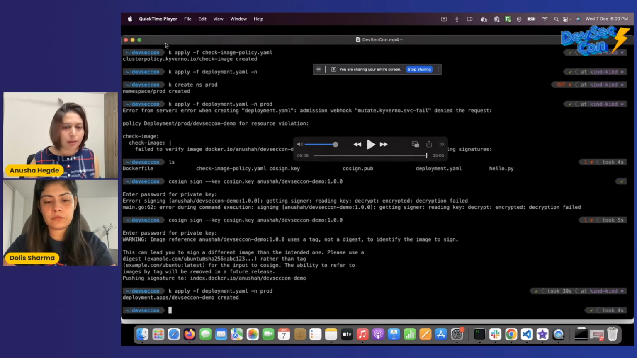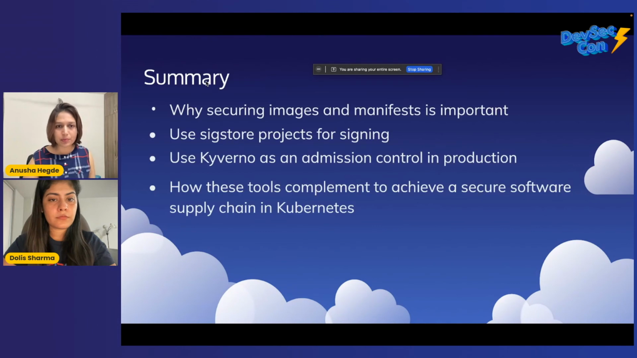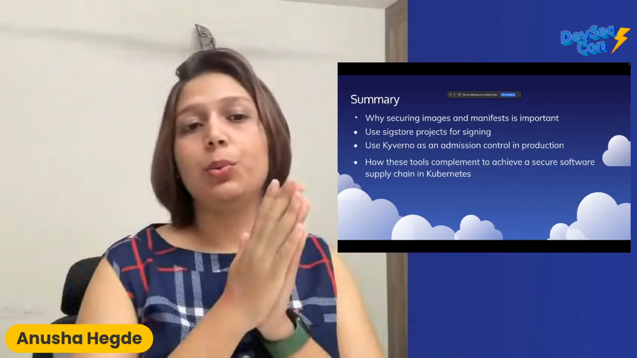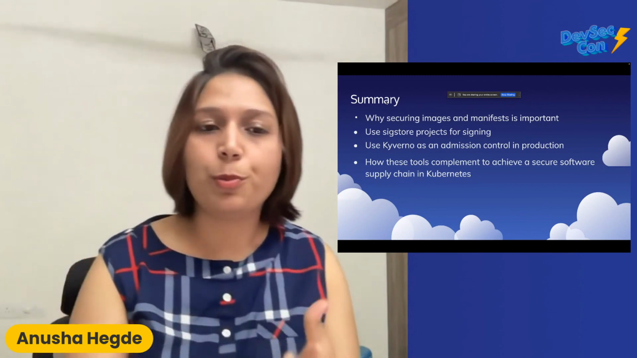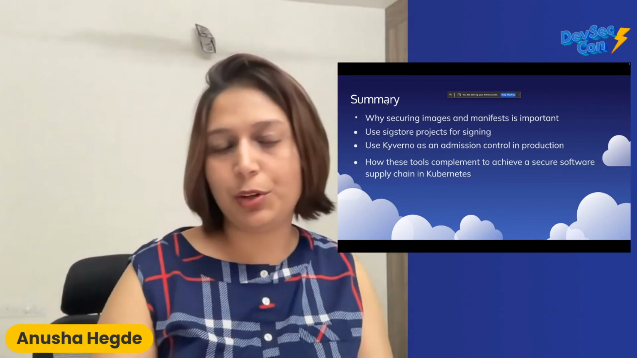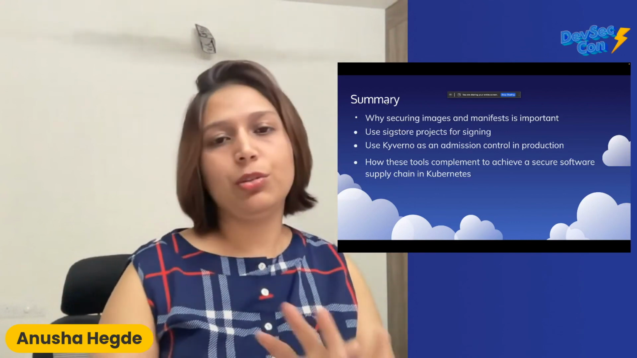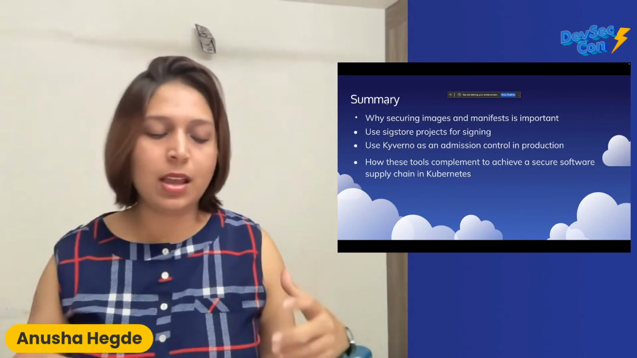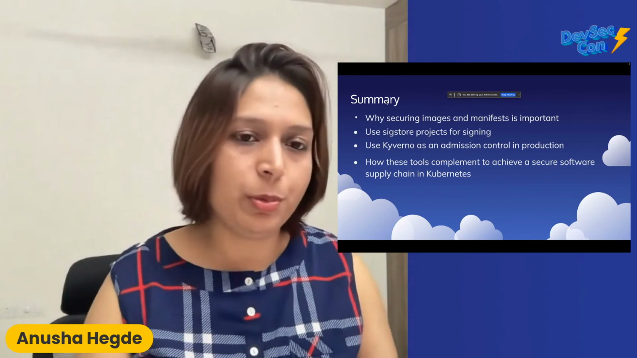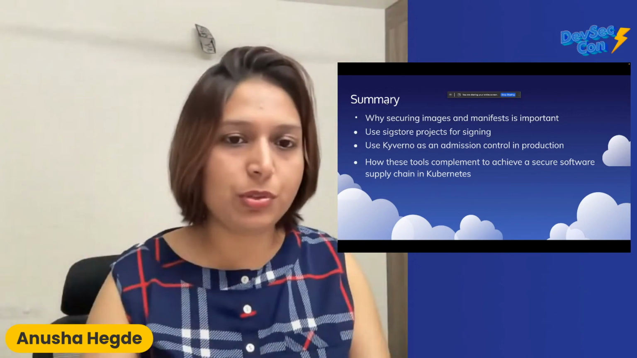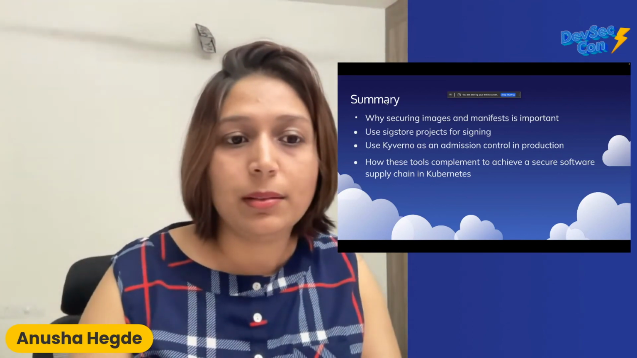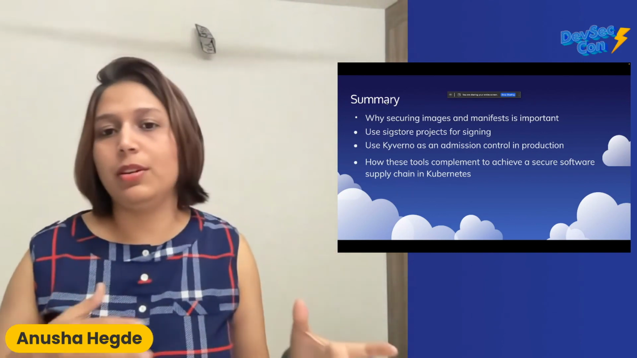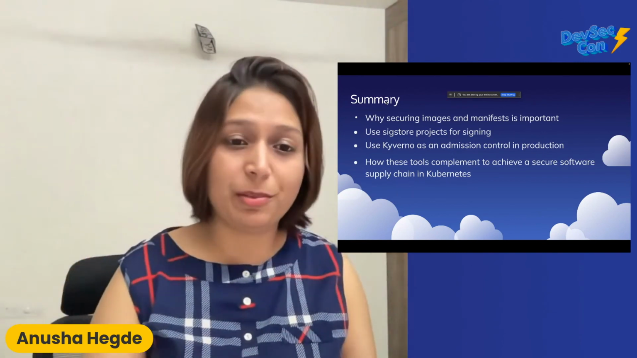I'm going to quickly switch back. So we saw that Dolis talked us through why securing images and manifests is important. We looked at the Sigstore project called Cosign and Kyverno, which is a CNCF incubating project, even though these are two completely different projects. That is one of the advantages of open source, that all these different projects, when used together, can provide very powerful features, and how these tools complement each other to achieve a secure software supply chain. And we also looked at some of the best practices.